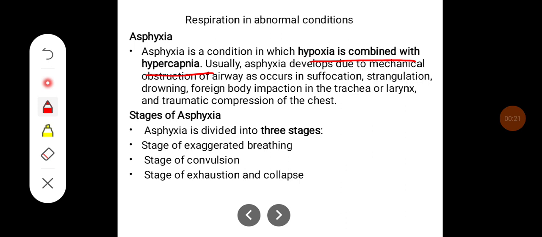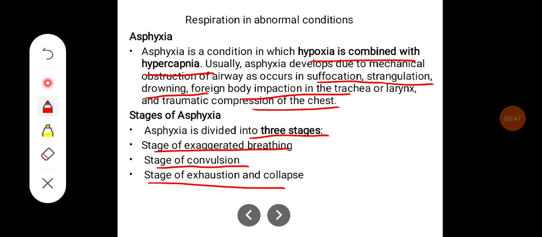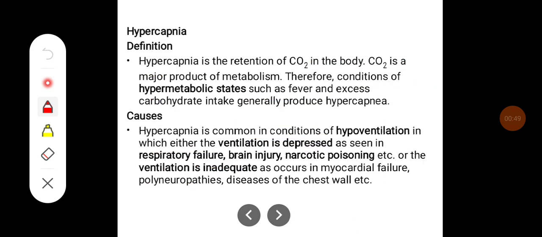Usually, asphyxia develops due to mechanical obstruction of the airway, as occurs in suffocation, strangulation, drowning, foreign body impaction in the trachea or larynx, and traumatic compression of the chest. So, there are different stages of asphyxia. There are three stages. The initial stage is the stage of exaggerated breathing, the second is the stage of convulsion, and the third is the stage of exhaustion or collapse.